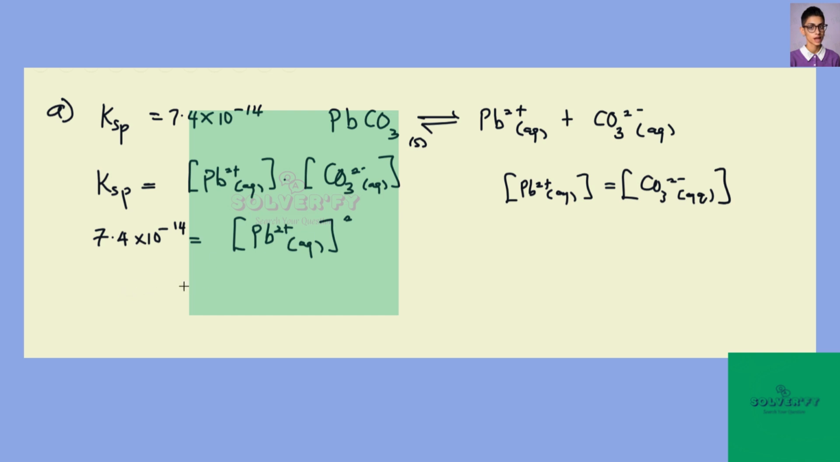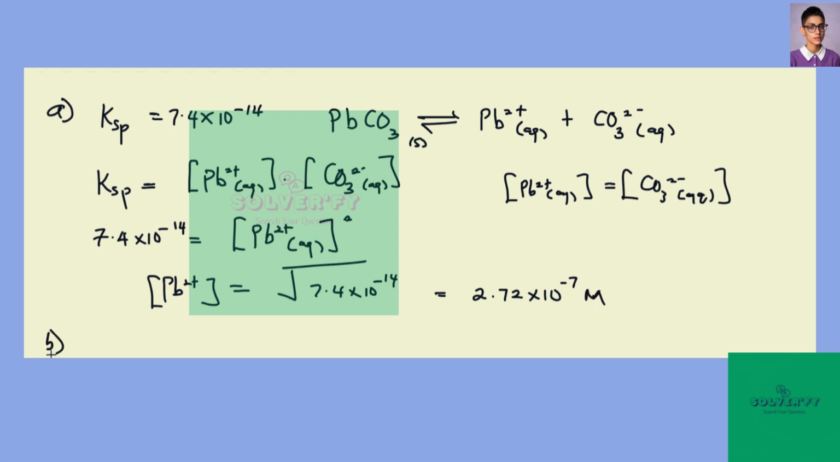Okay, so the Pb2+ concentration will be equal to the square root of 7.4 times 10 to the power minus 14. So that will be 2.72 times 10 to the power minus 7 molar.